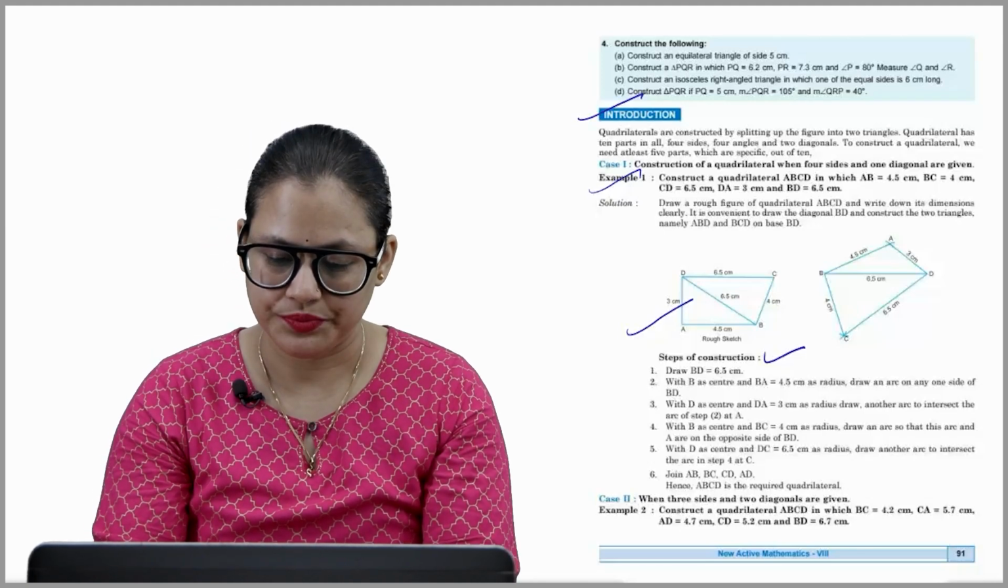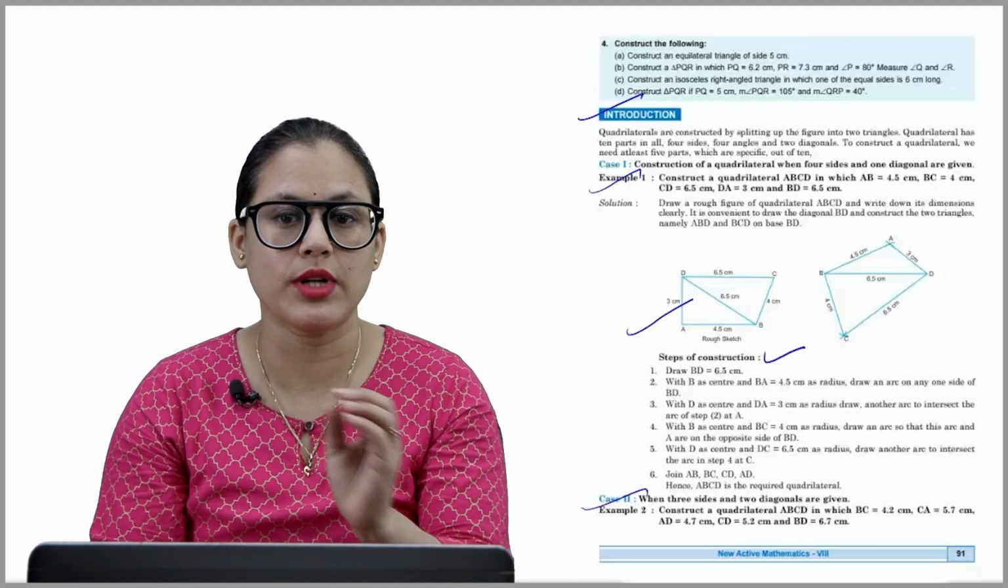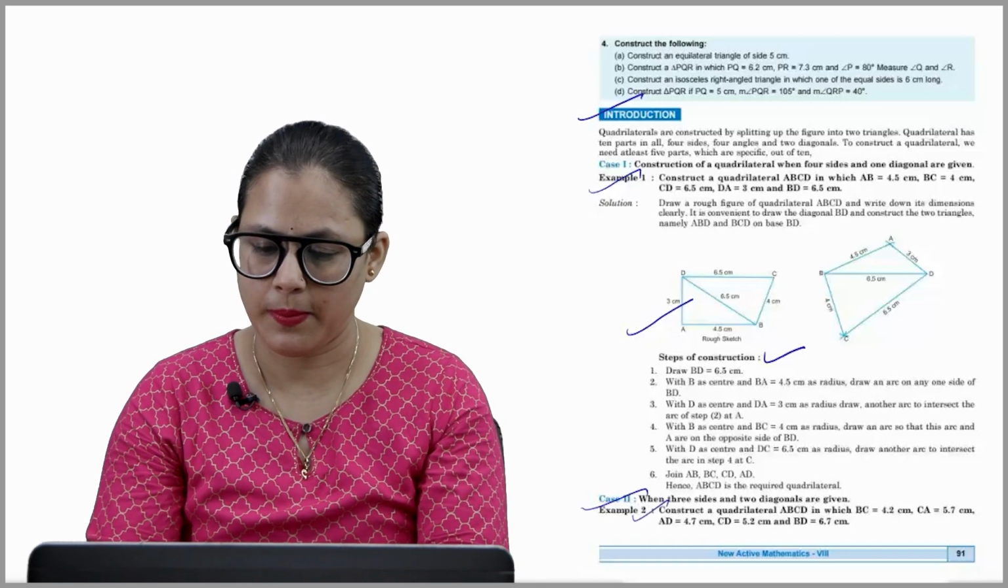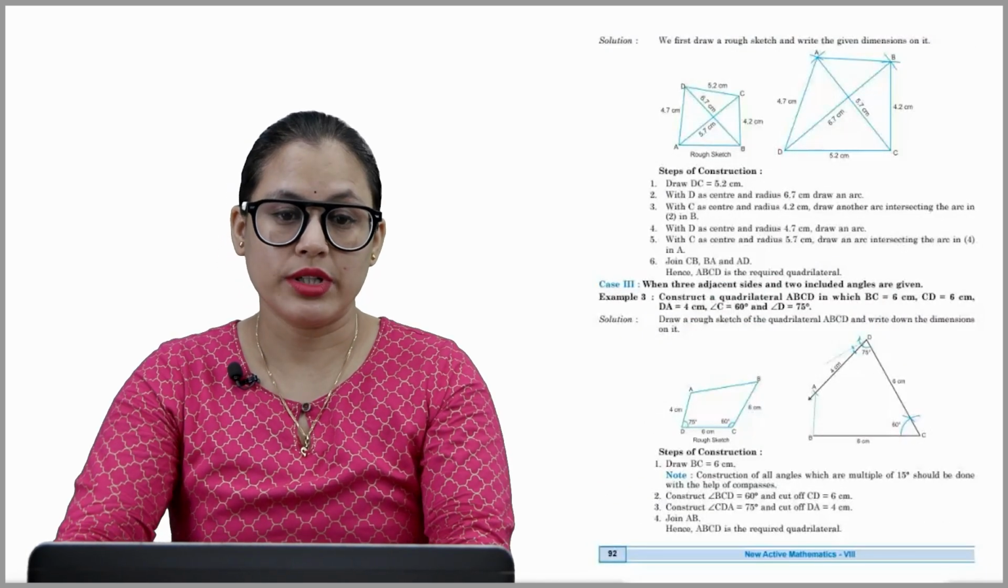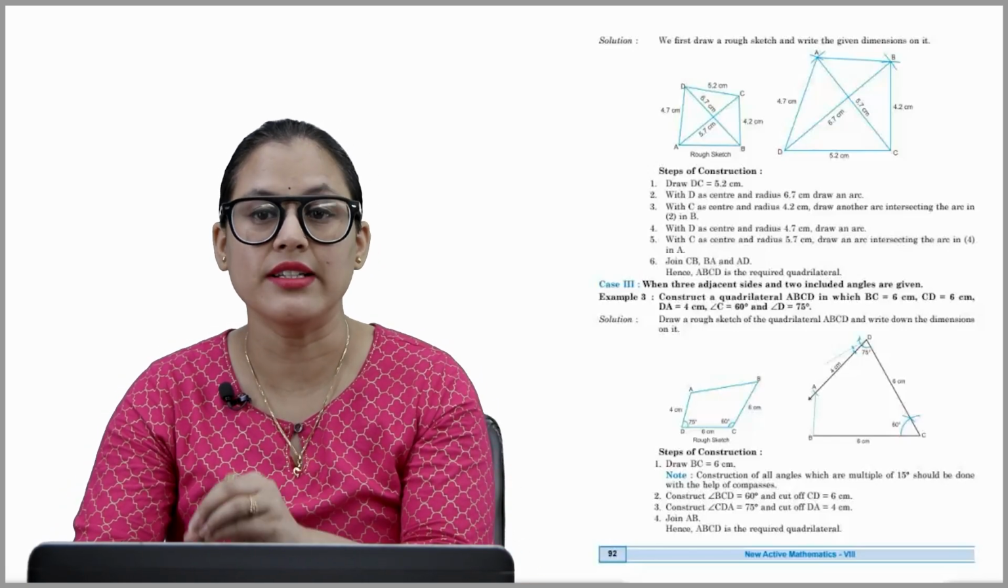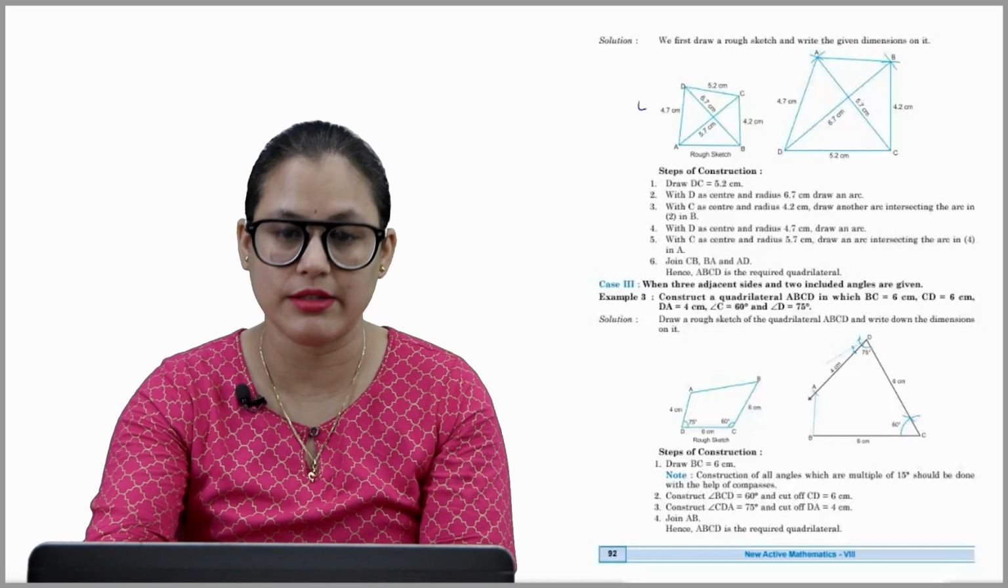Case 2, when 3 sides and 2 diagonals are given, as in example 2. Solution: what will you do first? First, of course, we will draw a rough sketch and then write the dimensions on it. This is the rough sketch.